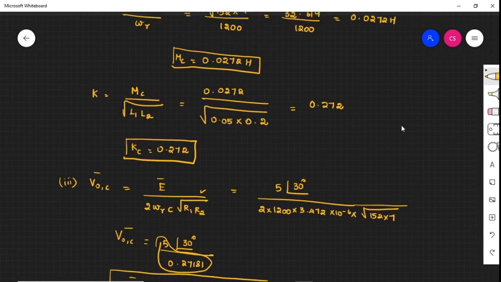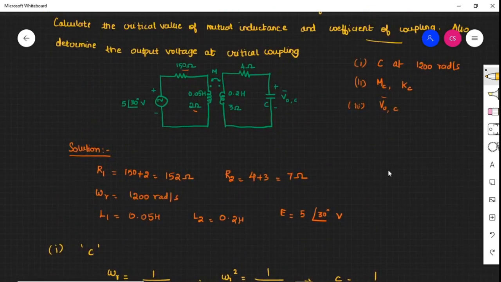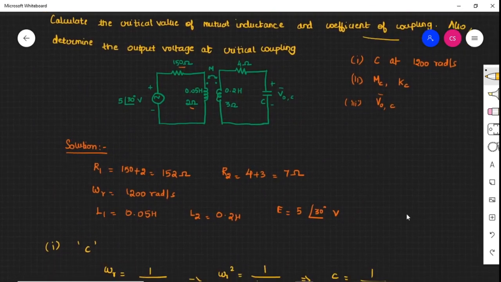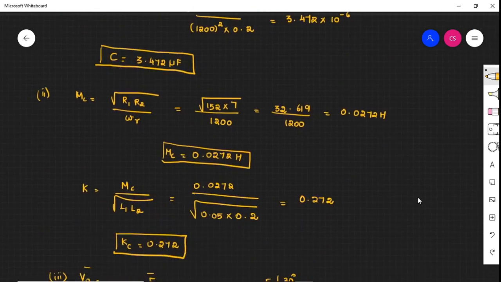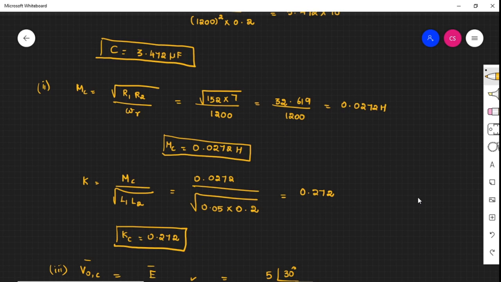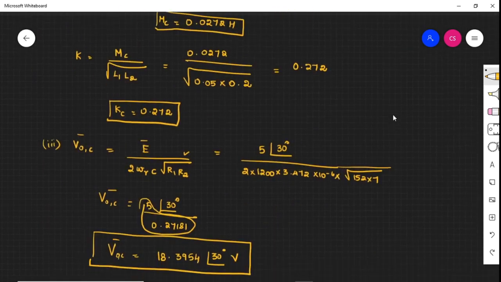So we have found all the parameters asked in the question. We have found the capacitance C. We have found the critical value of mutual inductance, which is Mc. We have found the coefficient of coupling at the critical value of mutual inductance, which is K. And we have finally found the required output voltage, which is V0. So using the formulas, we can just substitute the values and find the answers.